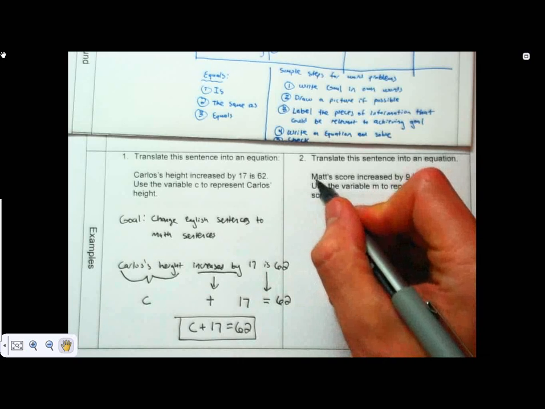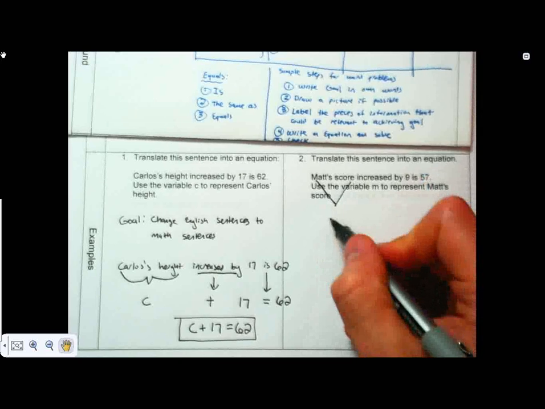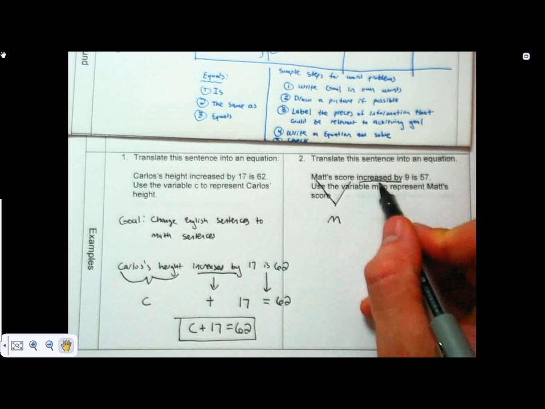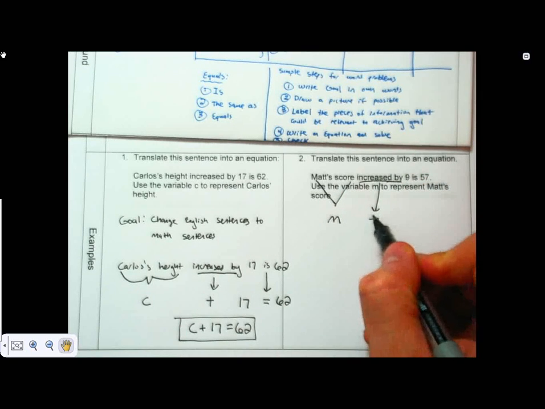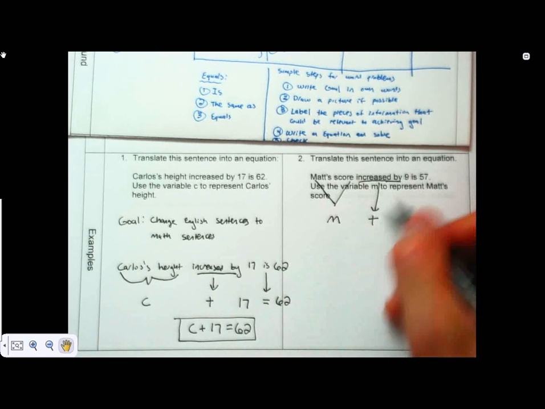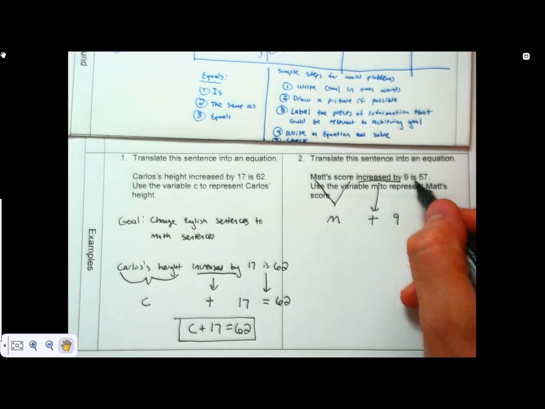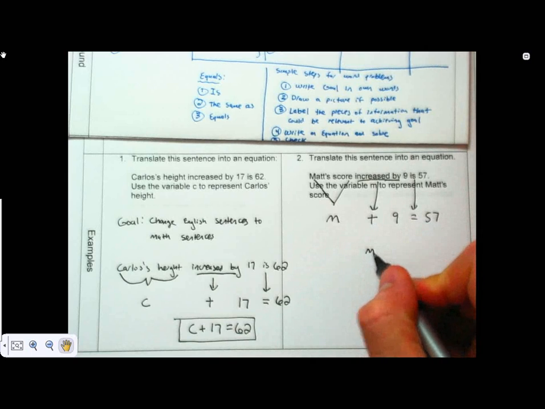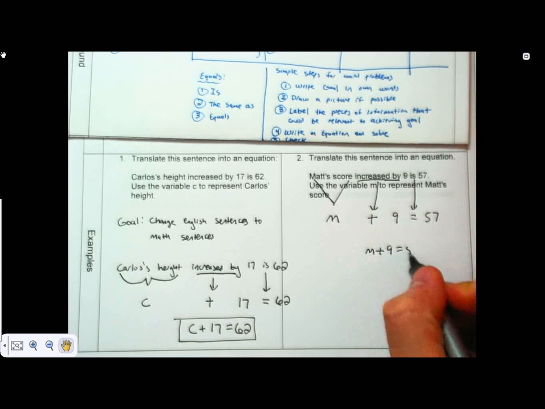So right away I see Matt's score, which we can use m for to represent. And then I see the words increased by again. So just like we saw in the last problem, that just means plus. Increased by what? Plus what? Well, it says increased by 9. And then is in math means equals. And then 57 is already in math symbols. So our equation should be m plus 9 equals 57.